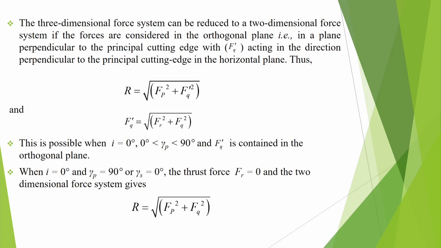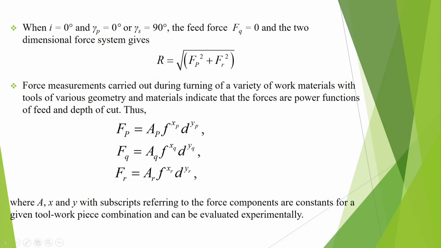Now what happens when I is equal to 0 degree and gamma P is equal to 90 degree or gamma S is equal to 0 degree? Then the thrust force Fr is equal to 0 because now the cutting is taking place mainly here. So there is cutting feed, but there is no depth of cut component here, and the two-dimensional force system gives this much. Okay. We assume that it is pure orthogonal type of cutting case, like we are machining a tube type of thing. So it is machining, and on that side there is no resistance. So Fr is naturally 0. Otherwise, when I is equal to 0 degree and gamma P is 0 or gamma S is 90 degree, then the feed force component is 0, and then also you get this expression.